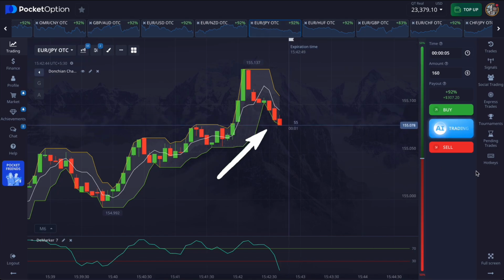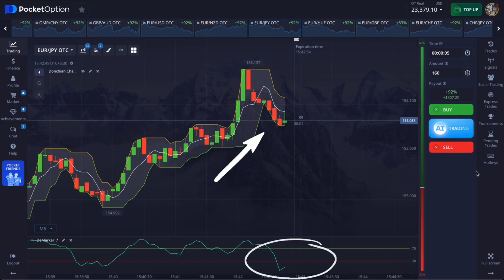So here the market is moving on the lower line. And the MA line is also moving below the red line. So we will wait a little, so that the MA line crosses this red line and comes up.